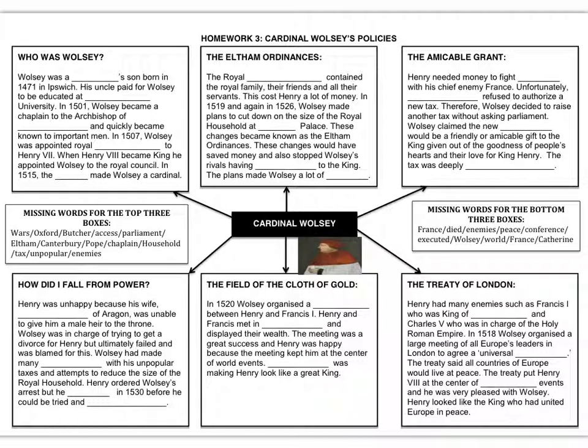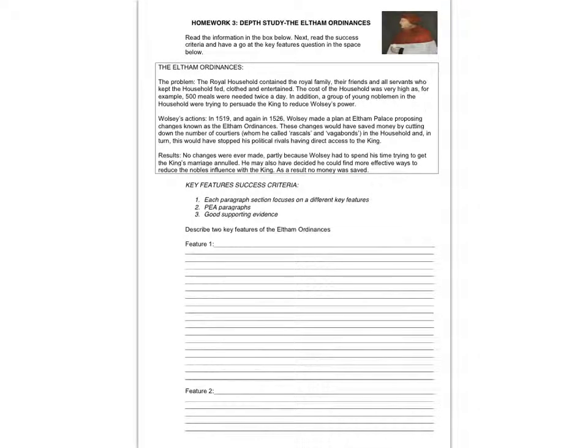Then we have a gap fill activity on Cardinal Wolsey, the first of Henry's 2 ministers that they need to study. And then in-depth study of particular elements of the specification, in this case the Eltham Ordinances. The students need to read the evidence, the information provided, and then identify 2 specific features of the Eltham Ordinances. Success criteria are provided.